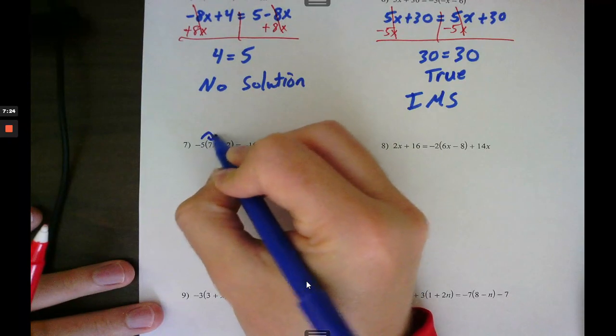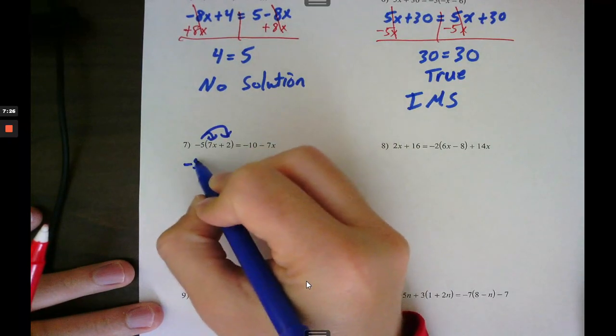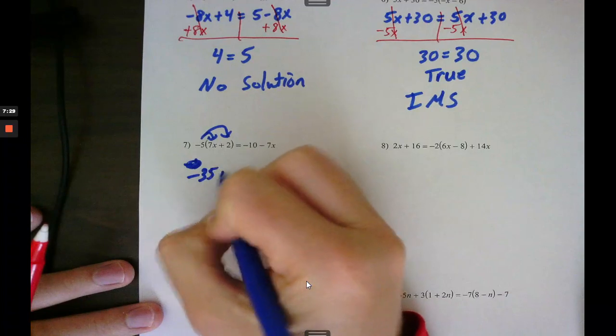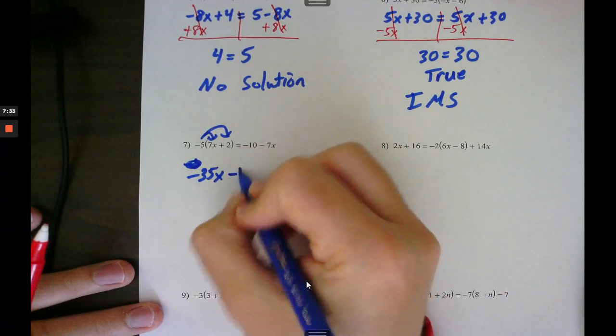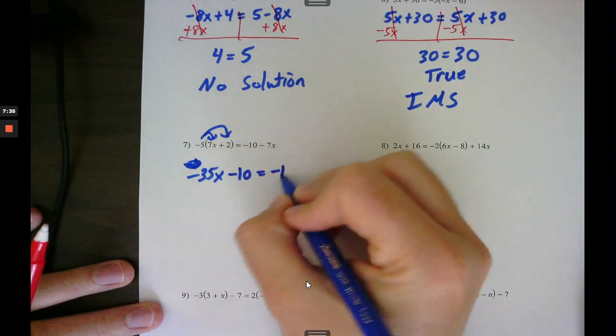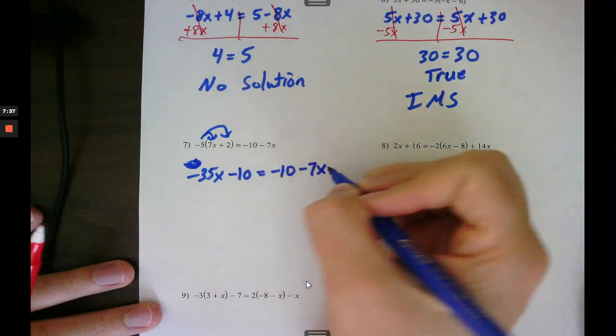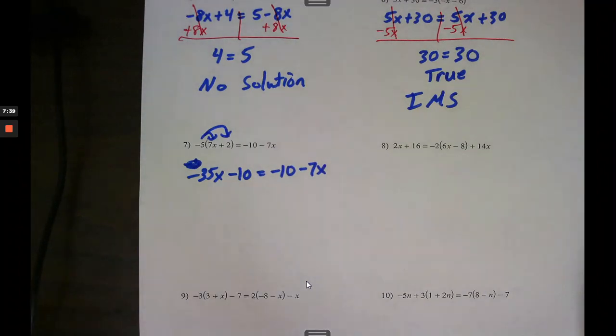Distributive property on this side. It's going to be negative 35x. And then negative 5 times positive 2 is going to be negative 10. And on this side, we have negative 10 minus 7x. Okay? So, first things first, let's get our x's on the same side.